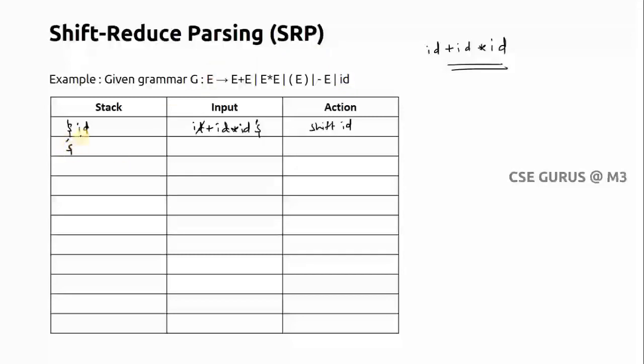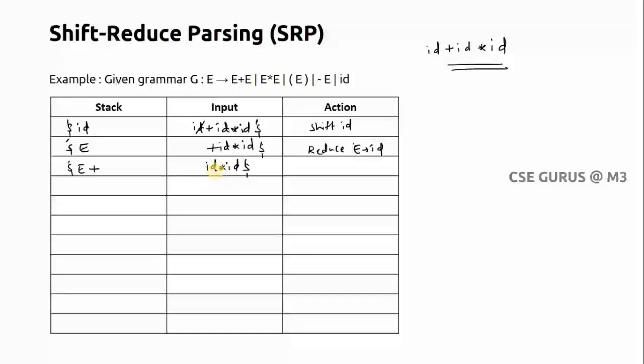So that's why dollar ID is reduced by E. I'll write, and here plus ID into ID as it is. So I'll write here reduce ID. So that is, I'll write like this, reduce E tends to ID. That means ID is replaced by E. Next, what I need to do? There is no further reduction available. So plus to be shifted here. So I reshifted plus ID into ID.